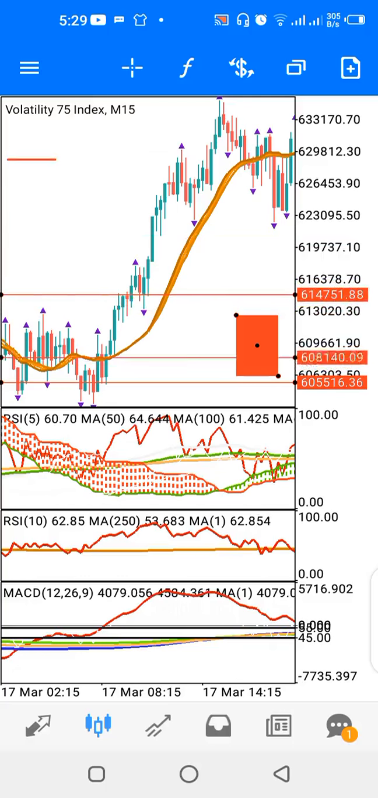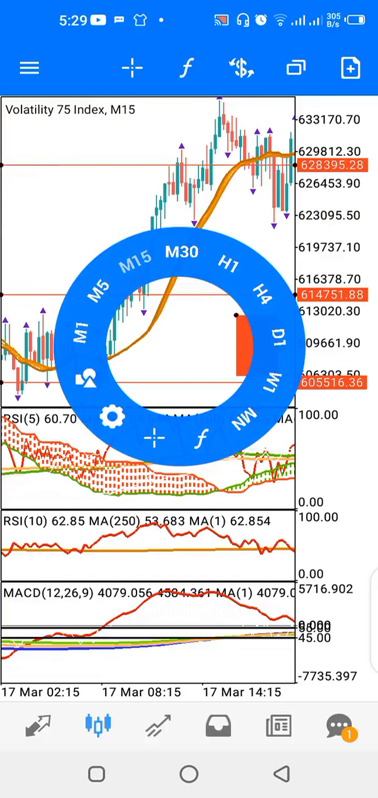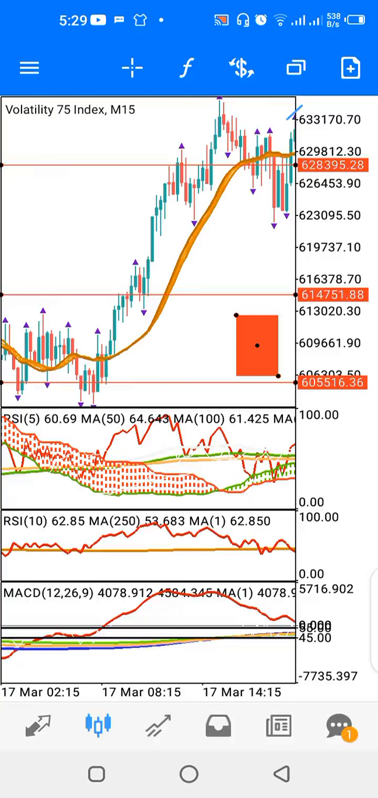Then TP will be, let's measure our take profit from the stop loss to the entry.